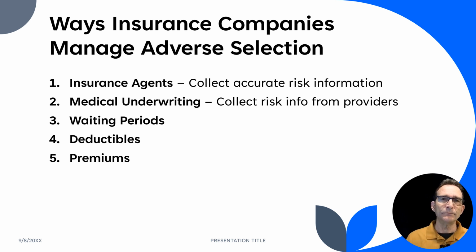You are, in a sense, obligated to report what are those risks that the insurance company is going to be facing. Second way insurance companies help manage adverse selection is by doing medical underwriting when it's permitted. That means they could, in certain situations, collect risk information from healthcare providers. They could look at a person's health history so that they have good information about what sort of risks they're taking on when they decide to cover that individual.